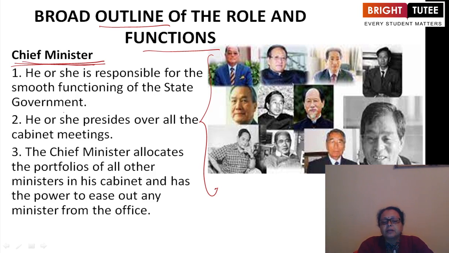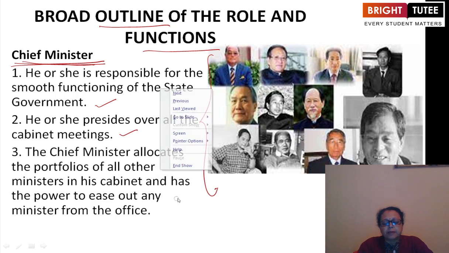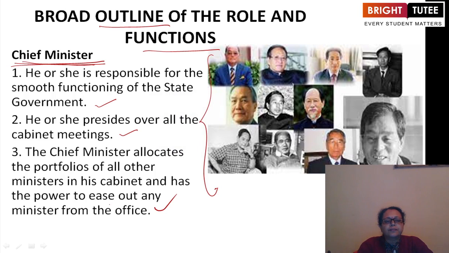What are the powers and functions of the chief minister? He or she is responsible for the smooth functioning of the state government. He or she presides over all the cabinet meetings. The chief minister allocates the portfolios of all other ministers in his cabinet and has the power to ease out any minister from the office. So this is all about the powers and functions of the chief minister.